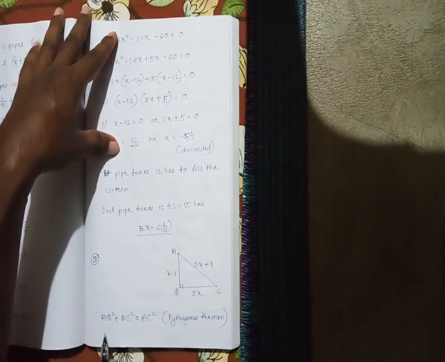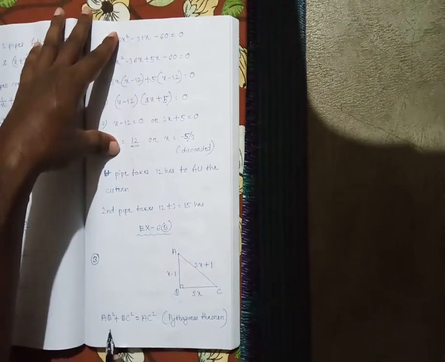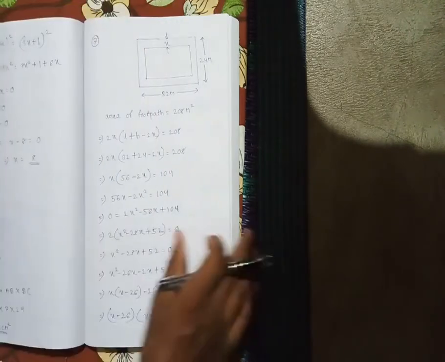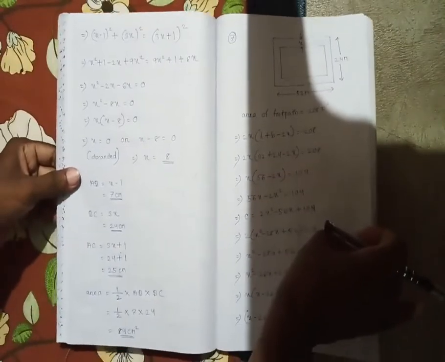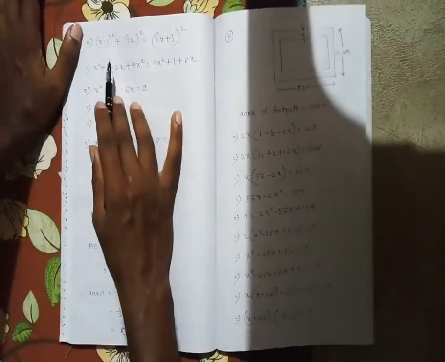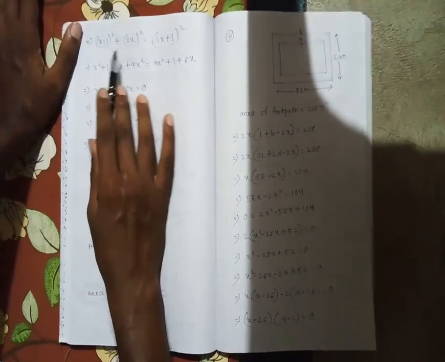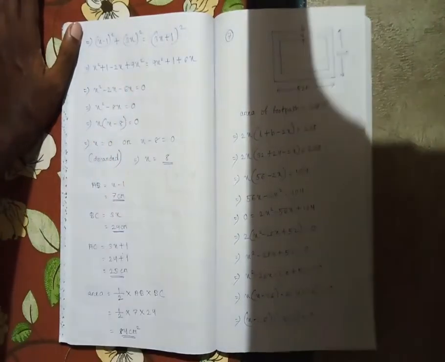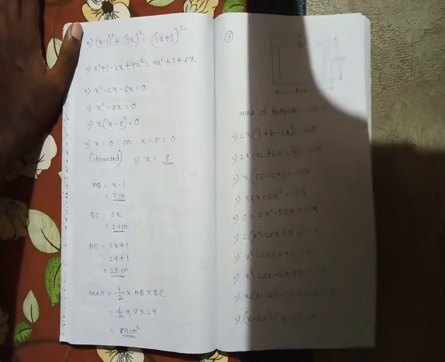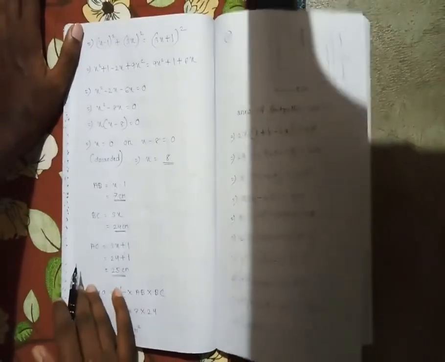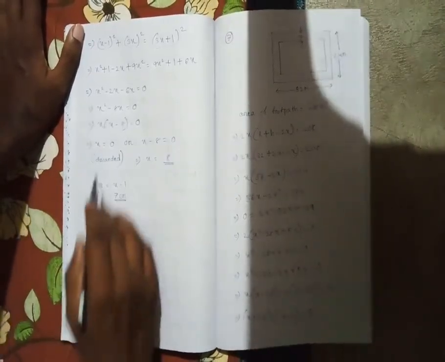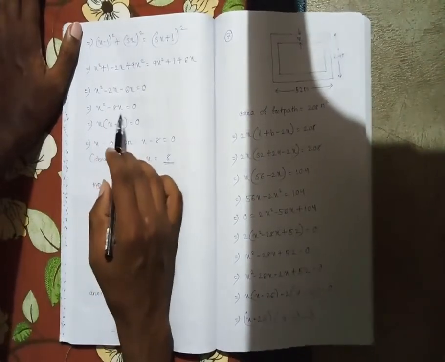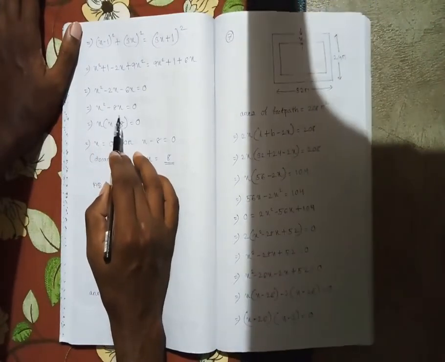Okay, what is AB square? X minus 1 whole square. What is BC square? 3x whole square. What is AC square? 3x plus 1 whole square. So as you can see, x minus 1 whole square plus 3x whole square is equal to 3x plus 1 whole square. On expanding and simplifying, we get a quadratic equation, that is x square minus 8x is equal to 0.